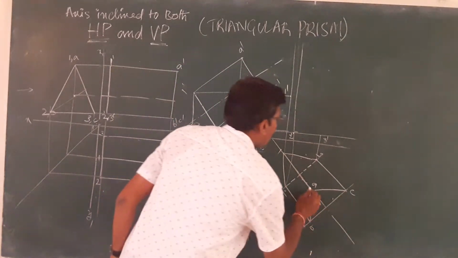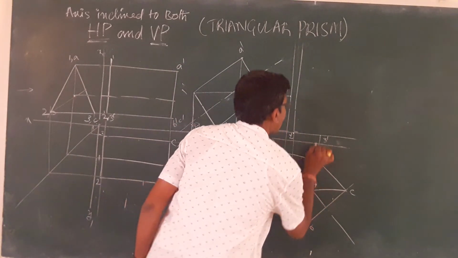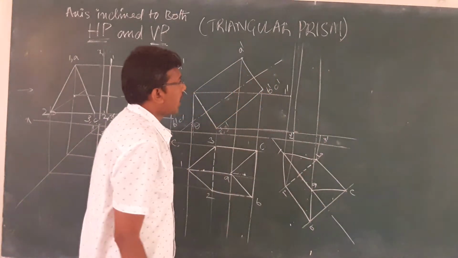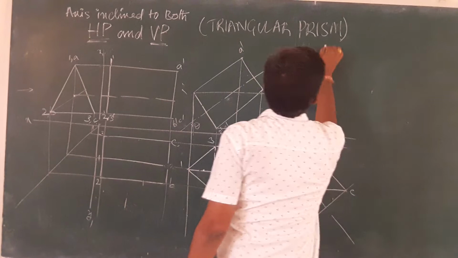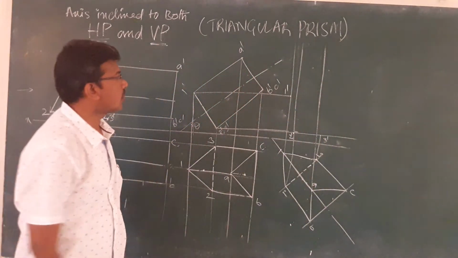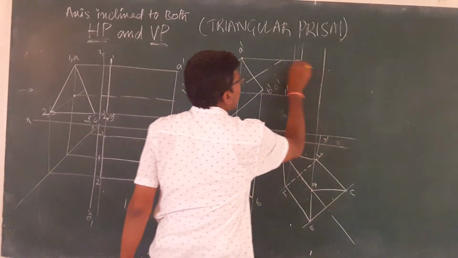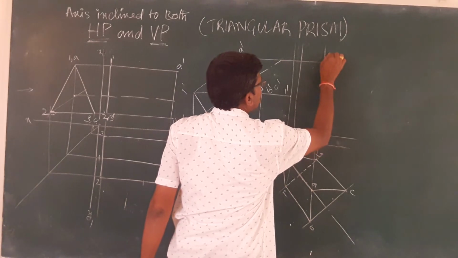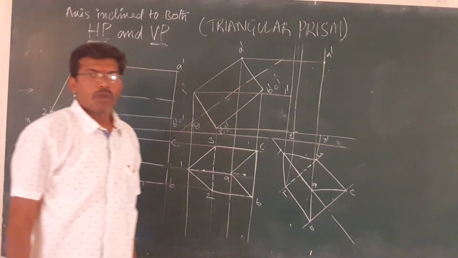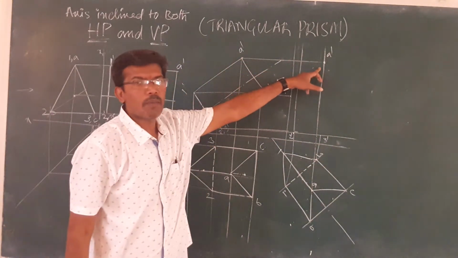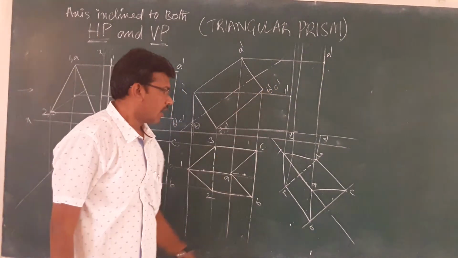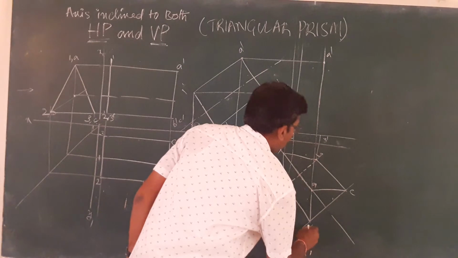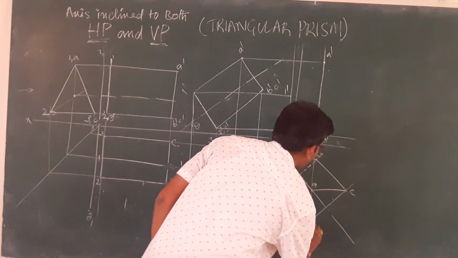So first, I will shift this point A. So this is point A, straightly, right? So now I will draw a line here, and I will put it as A dash. Okay, so the same A dash I am projecting here. And next, B and C lie on the same line. So now I will locate this point B.